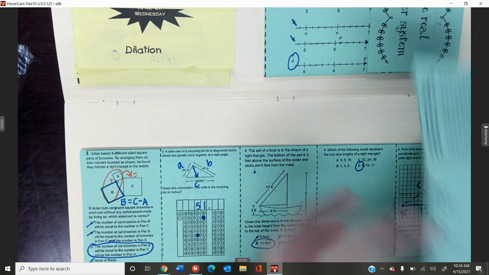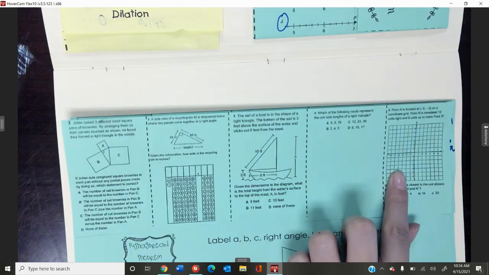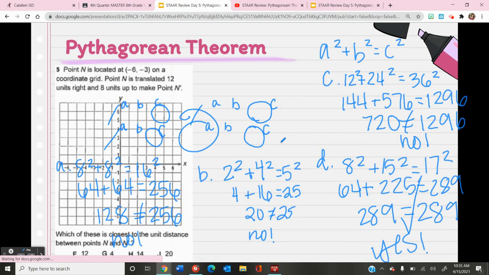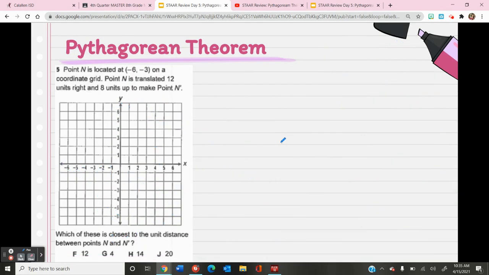So lastly, we're going to go ahead and talk about number 5. So number 5, we have 2 points on a graph, and we are trying to find the hypotenuse here. So it says point N is located at -6, -3. So here's point N, and it tells us we translate it 12 units to the right. So we're moving this point 12 units to the right. So this is 12. And then we're going up 8 units.